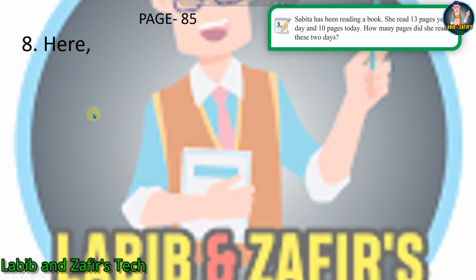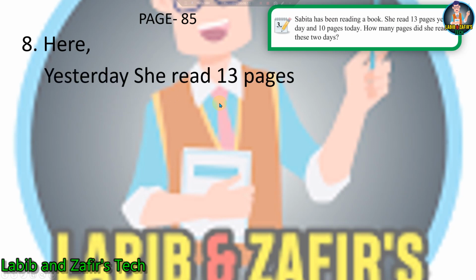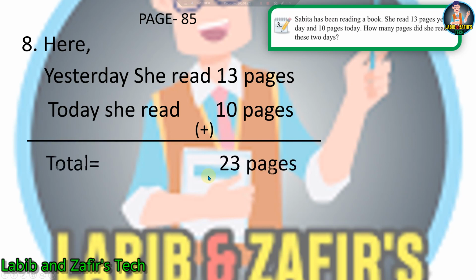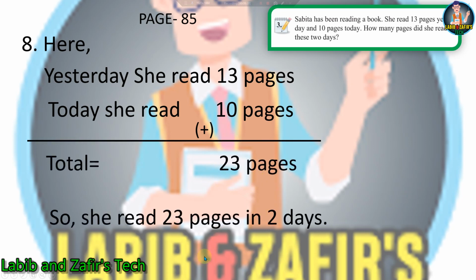Number 8 here. Yesterday she read 13 pages. Today she read 10 pages. Then we have to add this. Then if we add, we will get 3 plus 0 is equal to 3, and 1 plus 1 is equal to 2. That is 23 pages. So total 23 pages. So she read 23 pages in 2 days. So students, this is the last word problem of today's video, and these are the word problems for today.